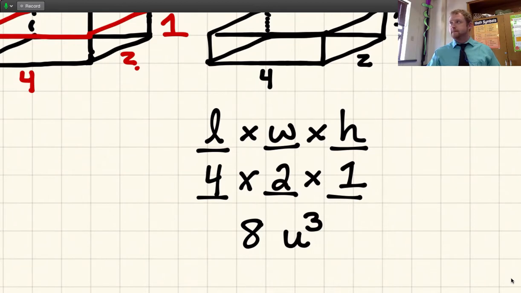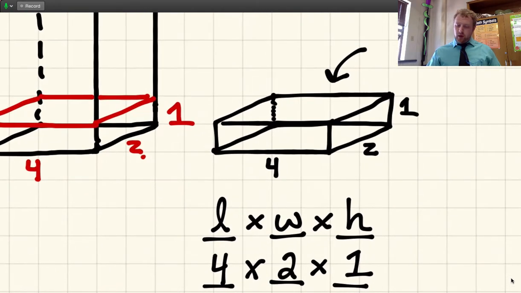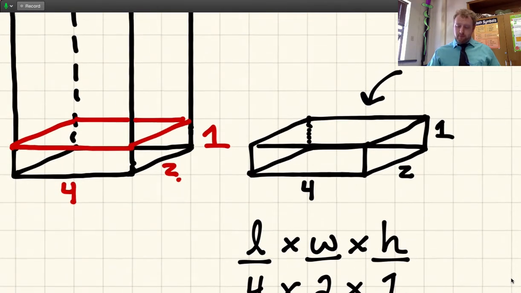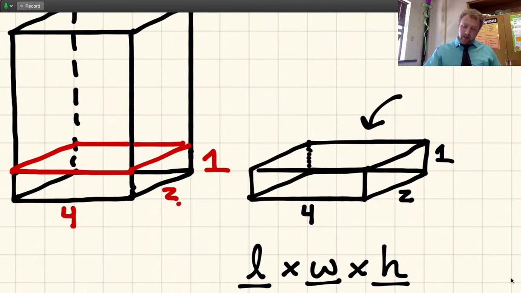Okay. So all the ones that we have to do tonight, we have to put units cubed. Yep. Or inches cubed.